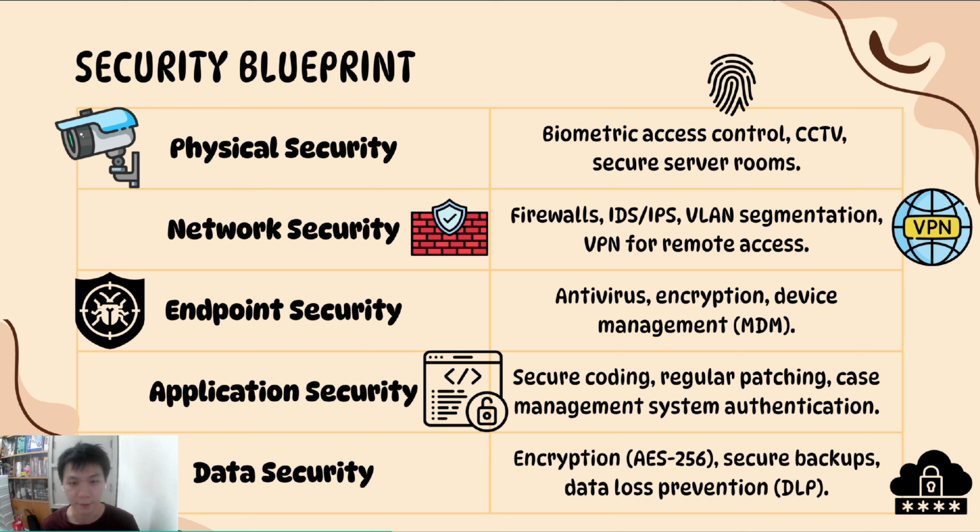Endpoint security consists of antivirus, encryption, and device management. Application security consists of secure coding, regular patching, case management system, and authentication. Data security consists of encryption, secure backup, and data loss prevention.